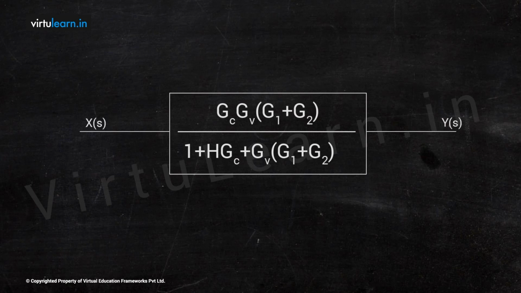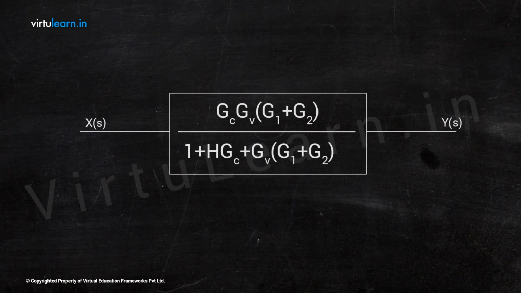But the simplest way in this problem is to move the takeoff point after G3, then after G4. Whenever you move a takeoff point after a block, for the same branch we need to add one more block, and that block transfer function will be 1 by G. In this case it is G4, therefore after changing we will have H3 by G4 extra, and the remaining things are the same. And of course we moved our takeoff point after G4.